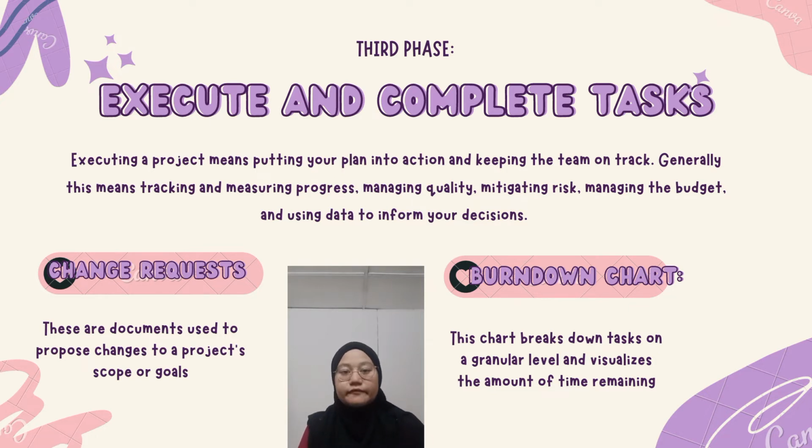Next are a few tools that we might use, like the change request. This is a document used to propose changes to a project's scope or goals. The second one is the burn down chart. This chart breaks down tasks on a general level and visualizes the amount of time remaining.